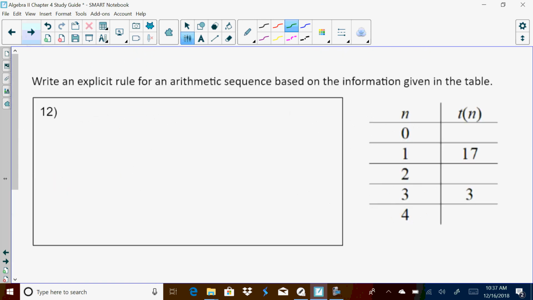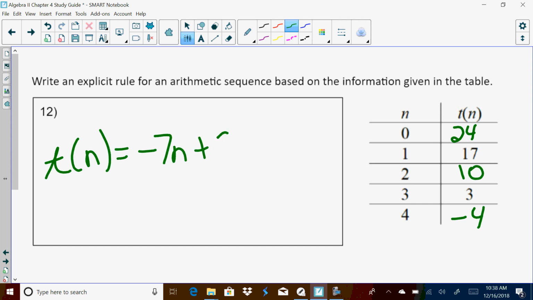So the next question, it says find an explicit rule for an arithmetic sequence based on the information. So I figured out what it was growing by, or actually going down by. So 17 to 3, it was 2 away, so it's going by 7. So the next one would be 10, and this one would be -4. My initial value going back would be 24. So it's going to be T of n equals -7n plus 24.